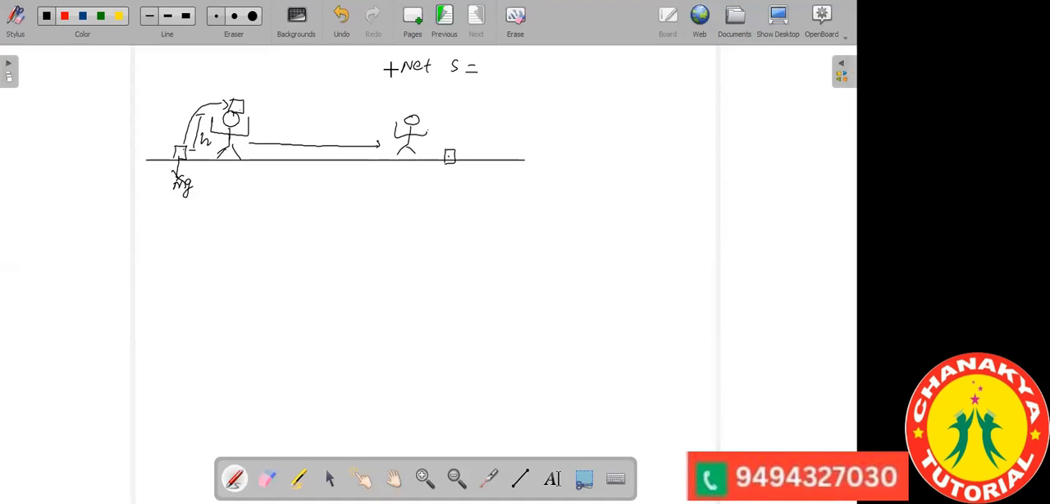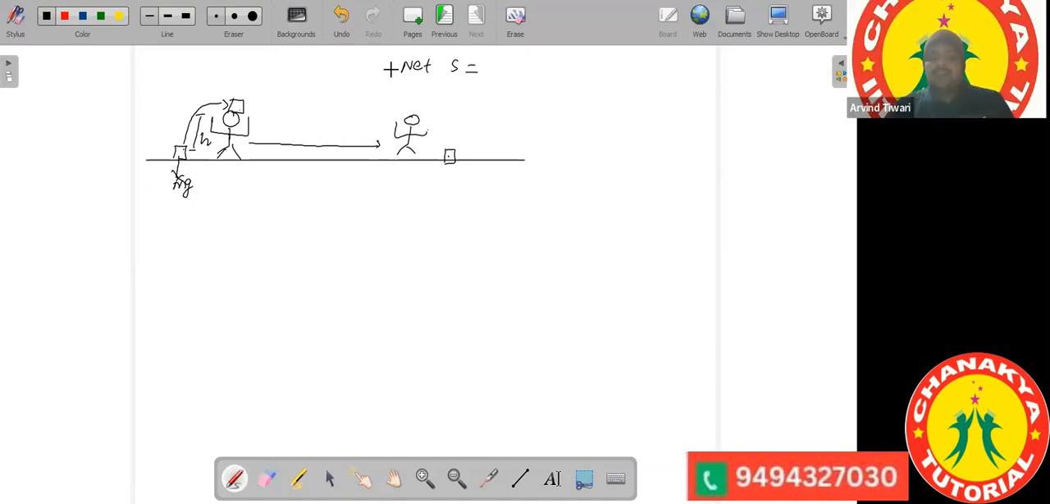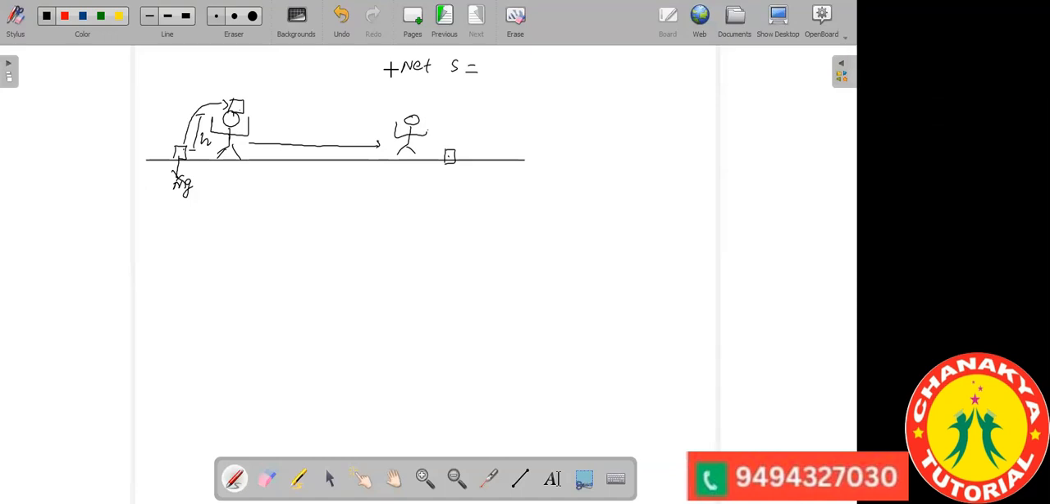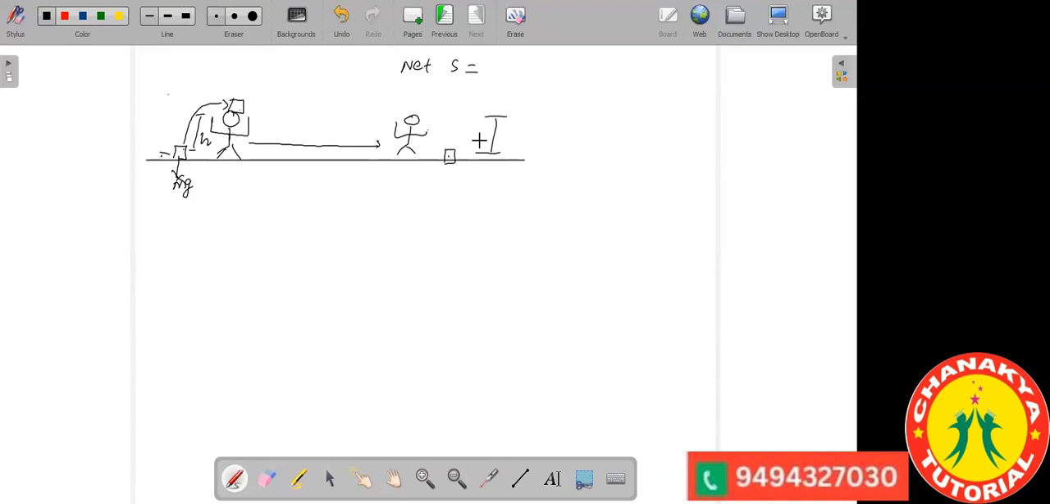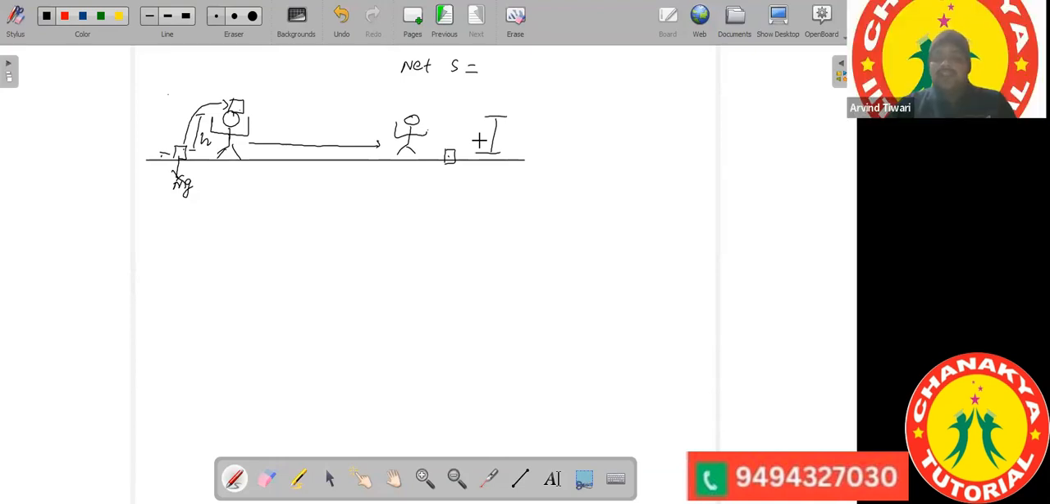It's zero. See, initially he started from the ground level. He lifted it up to a height h, and then again he kept it at that level only. And gravity is acting in the downward direction. What is the vertical displacement of the box? Zero. So his vertical displacement is zero. Therefore, the work done by the coolie on this block will be zero.